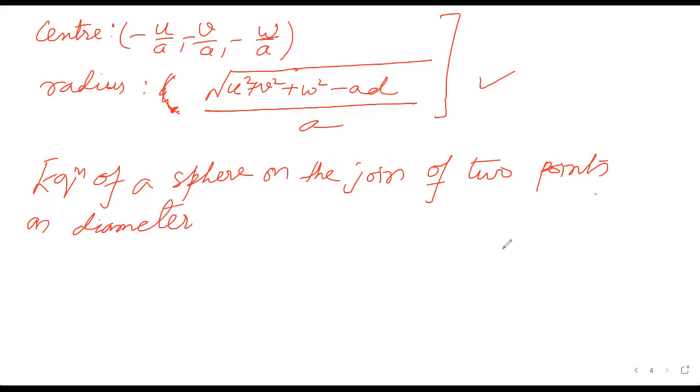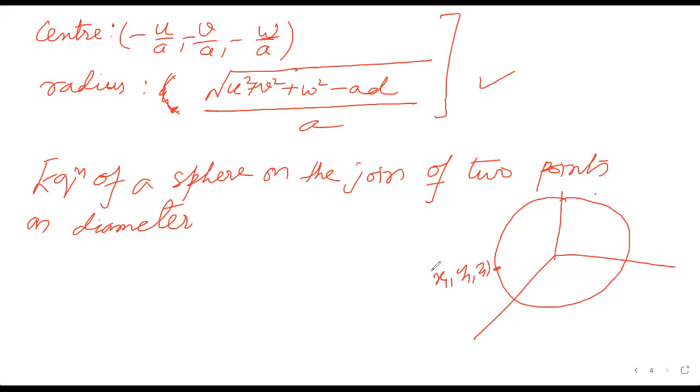Means what? Suppose you have a given equation of a sphere, means you have a sphere like this. Keep in mind it's a sphere, not a circle, means a three-dimensional figure. And suppose two points are given to you, some point here, x1, y1, z1, suppose it is some P1. And some point is given here, x2, y2, and z2. Then, when you are joining these two points, it is becoming the diameter of the sphere, like this.